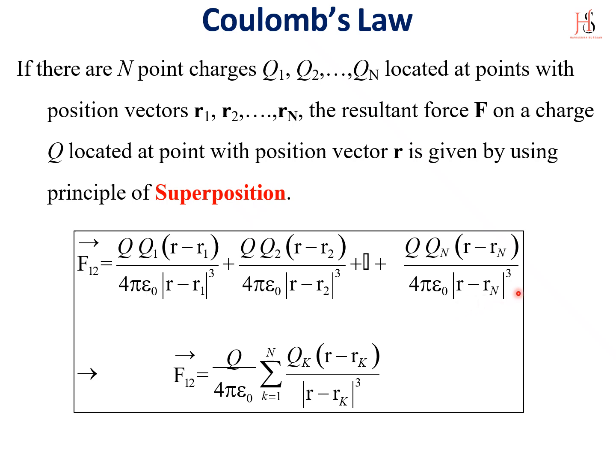Therefore, we can write it in a simplified form as F is equal to Q by 4 pi epsilon naught, summation of k equals 1 to N, Qk (R minus Rk) divided by magnitude of (R minus Rk) the whole cube. So this is the simplified version of the above equation.